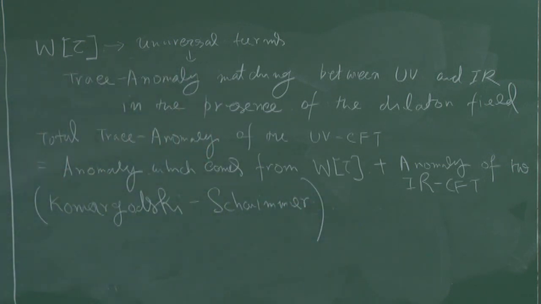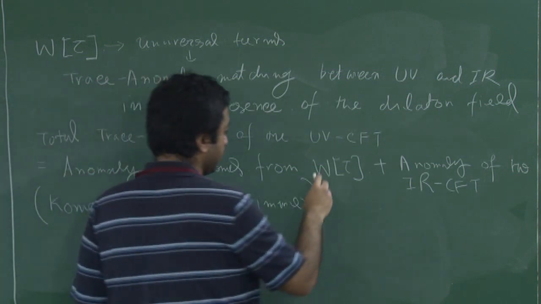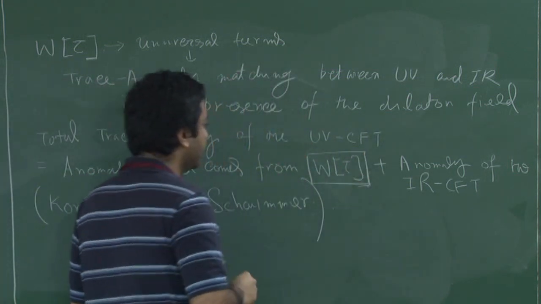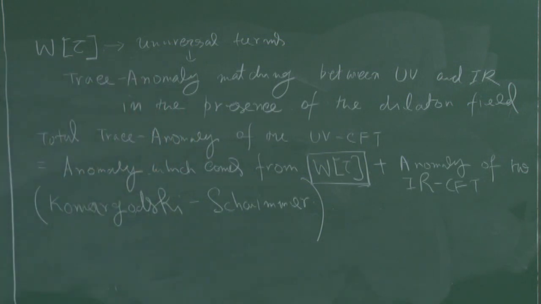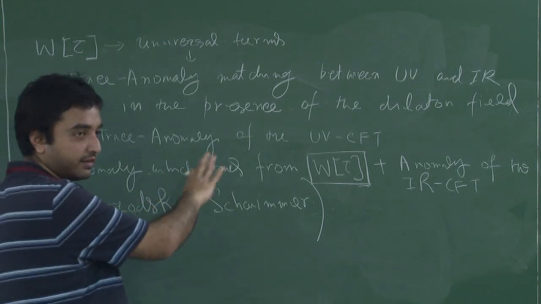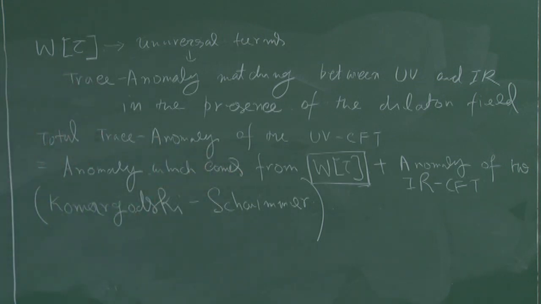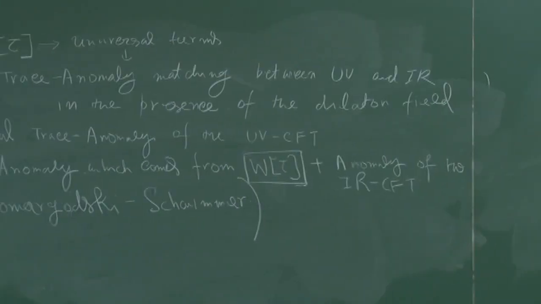Now, this actually puts strong constraints on what your W of tau can actually be. Now, let us look at some of the terms which are allowed by this. I mean, they just follow from this condition.